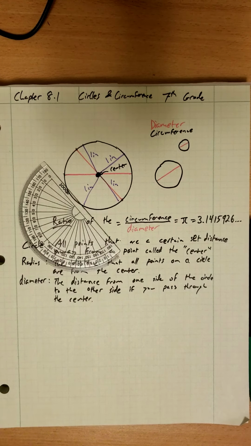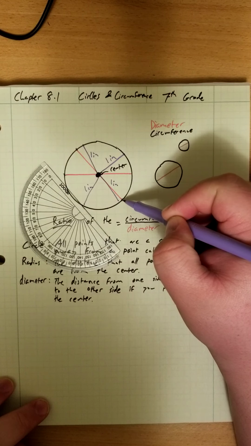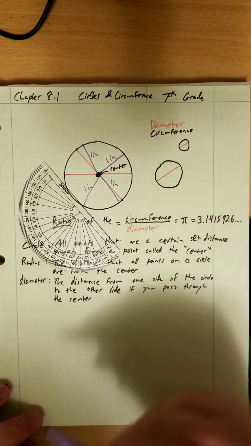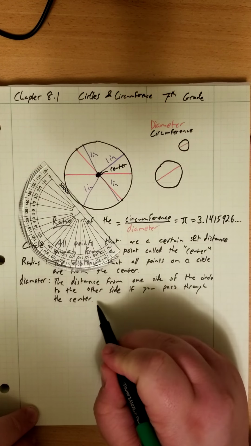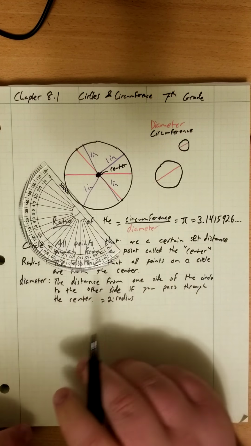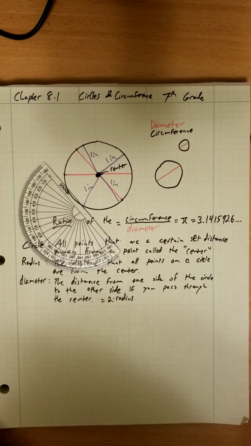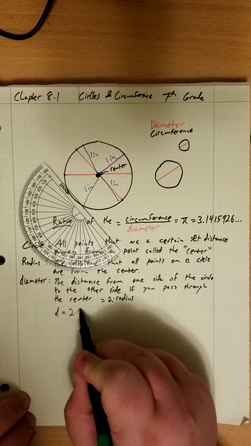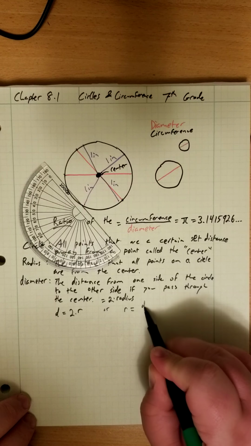Now, if you think about it, if I go only from the center to that point, that's a radius. And if I go from this center to that point, that's also a radius. So the diameter is actually also equal to 2 times the radius. Okay. So the diameter is equal to 2 times the radius. Or the radius is half the diameter.